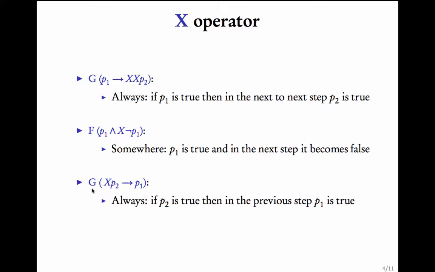What about this property? This says that G of X of P2 implies P1. This says that if next of P2, then P1. That means if P2 is true in the next step, P1 should be true now. In other words, if P2 is true, then in the previous step P1 should be true. The point of this slide is to give you examples of just using the X operator. It is a very simple operator, and I hope that the usage of this is clear.